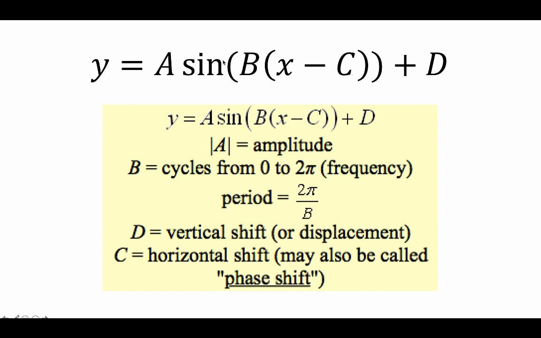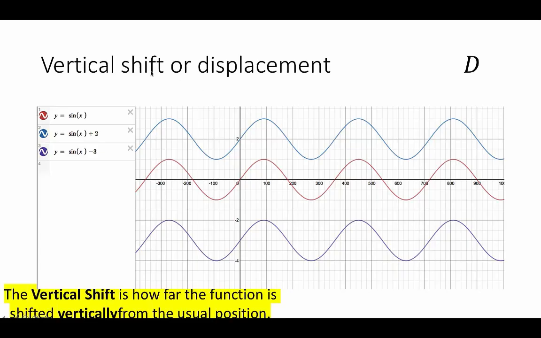Because by using this transformation, we'll be able to find what is the height of the wave. We'll be able to know how many cycles per period are there in the graph. We will know whether the graph is translated to the right or to the left. And we'll be able to know also if the graph is translated up or down. So let's begin with the vertical shift.